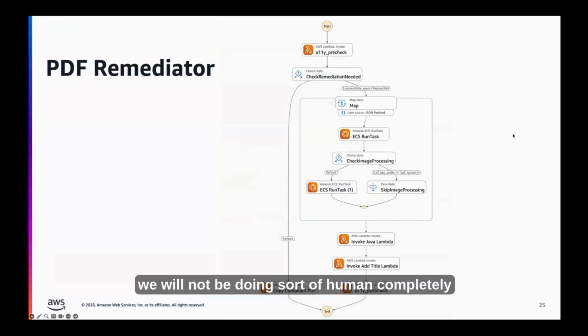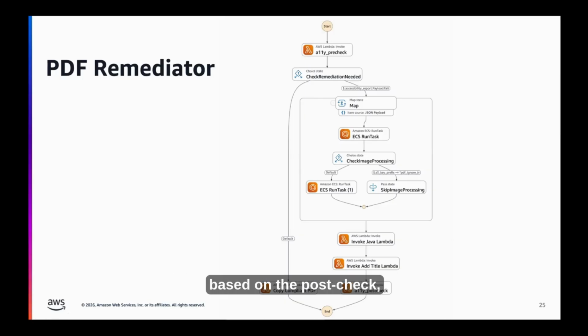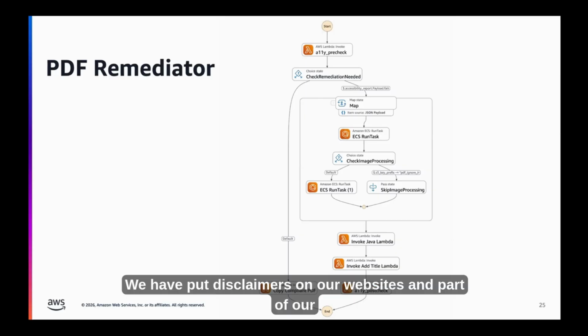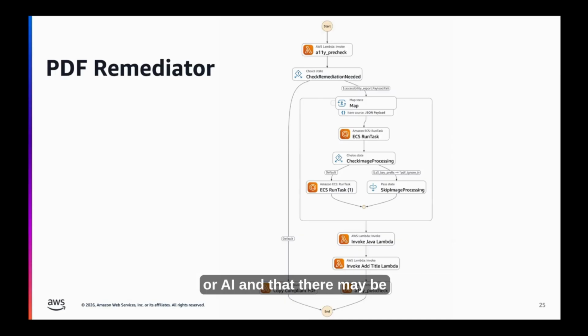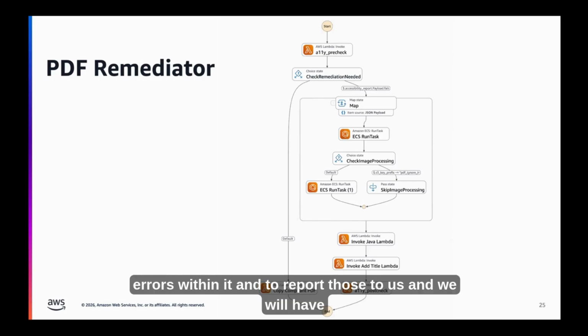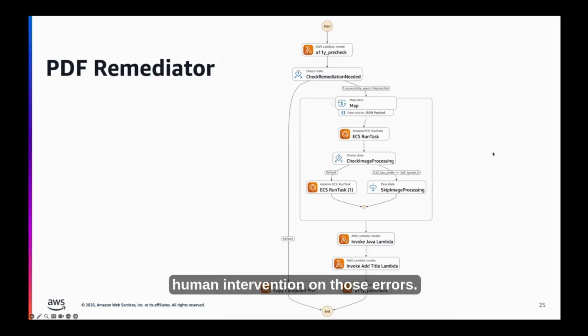Because of our scale, we will not be doing completely human in the loop of everything that we're doing here. We are creating a comfort threshold that if it is, say, 90 to 95% accurate or higher, based on the post check, we are going to post it. We have put disclaimers on our websites and part of our repositories that some of this work is being done with APIs or AI, and that there may be errors within it, and to report those to us, and we will have human intervention on those errors. The Adobe APIs are AI behind the scenes, so they're really end-to-end. This whole solution is leveraging AI in all of its capacity.